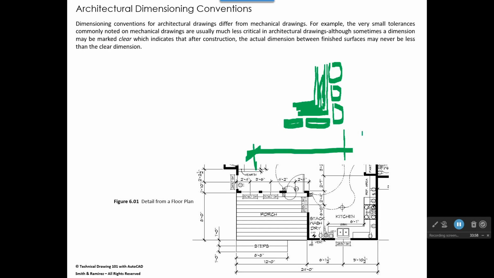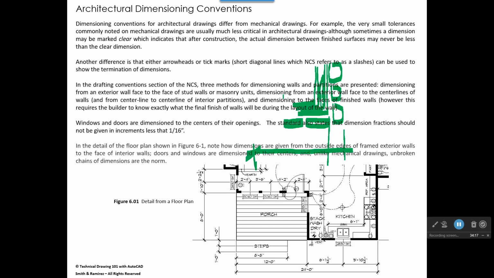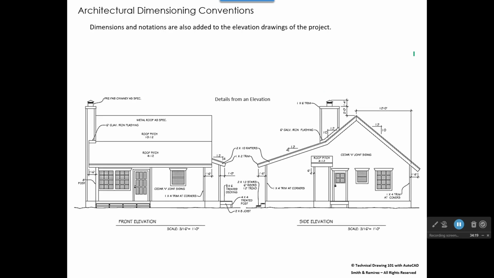And the answer is no, because the stone is too irregular. So what we would do, we would dimension from the framing, right? So we come inside that to put our dimensioning in. So don't dimension to the face of stone and brick generally when you're doing your dimensioning. Okay, so I'm going to skip ahead here.